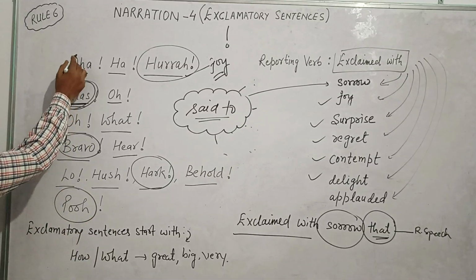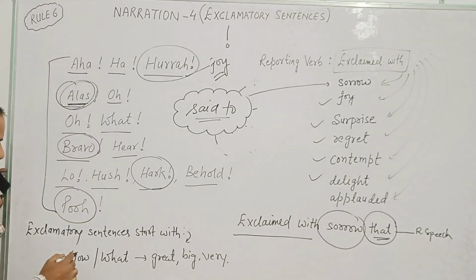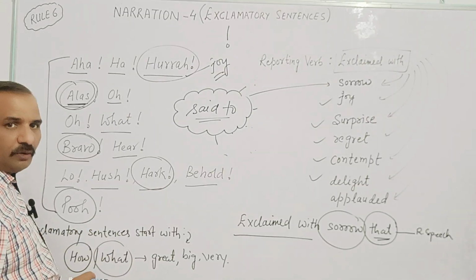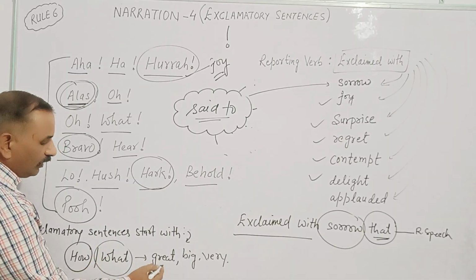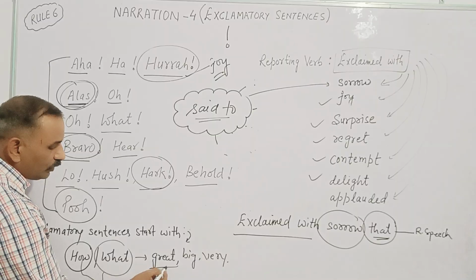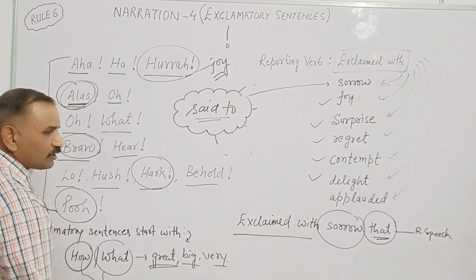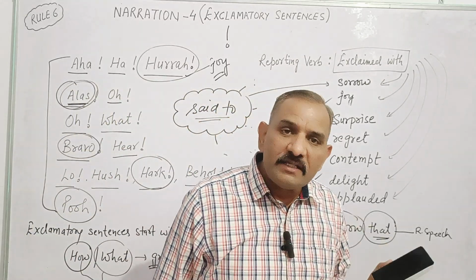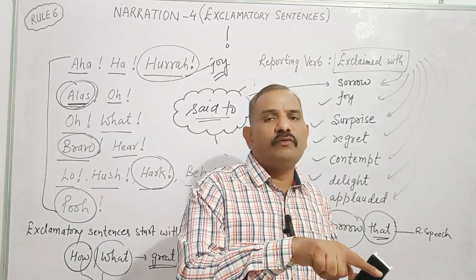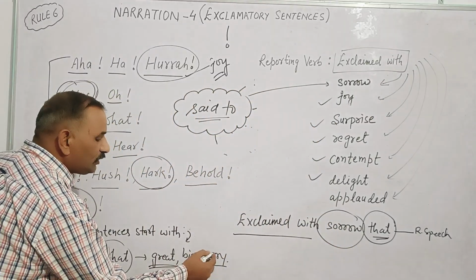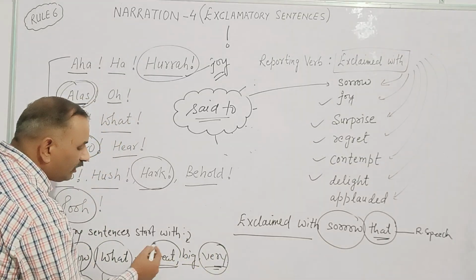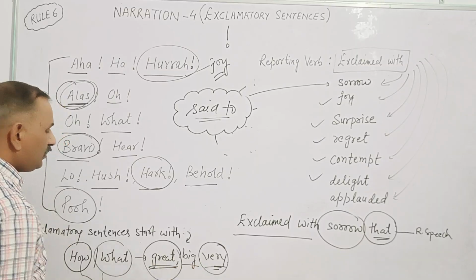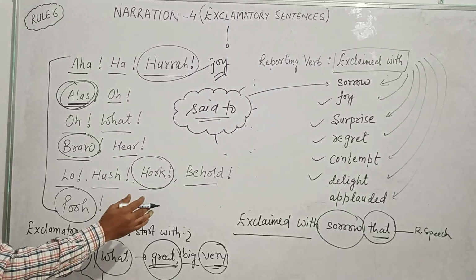Now see, apart from these, if the sentence starts with "how" or "what", we will change the words "how" and "what" into "a great", "big" or "very". Suppose you say, what a beautiful scenery. You can say, he exclaimed with surprise that it was a very beautiful scenery. These words will be used: what a great, big and very.